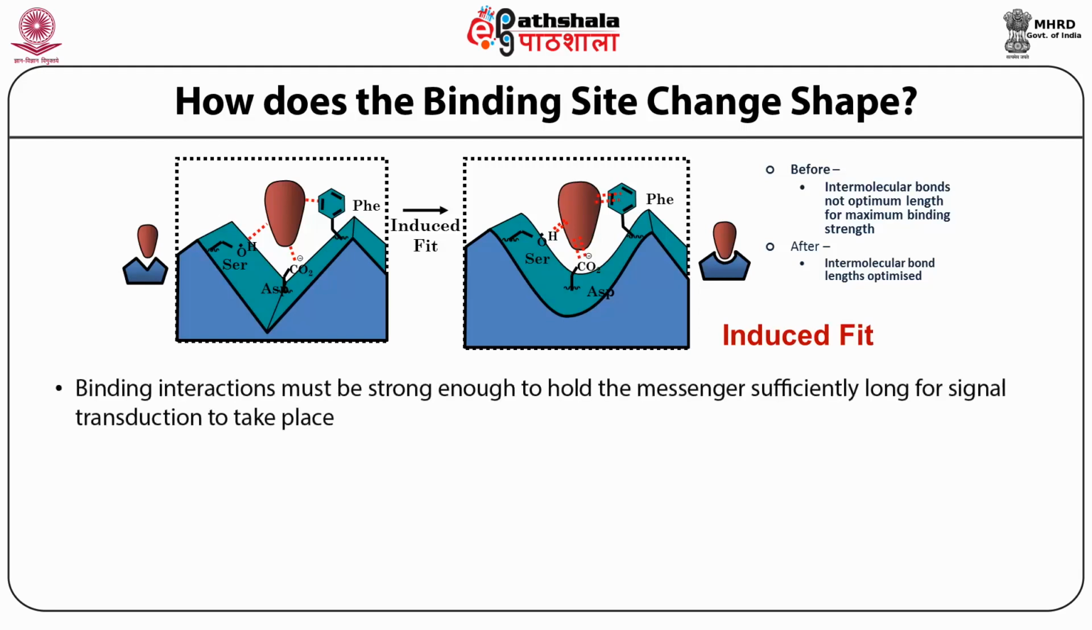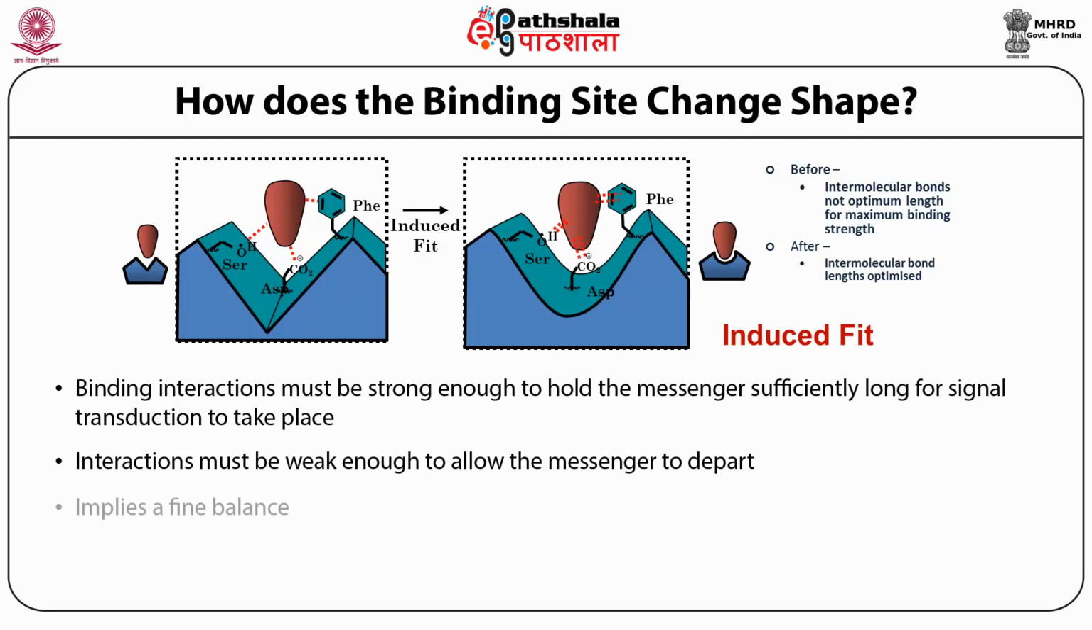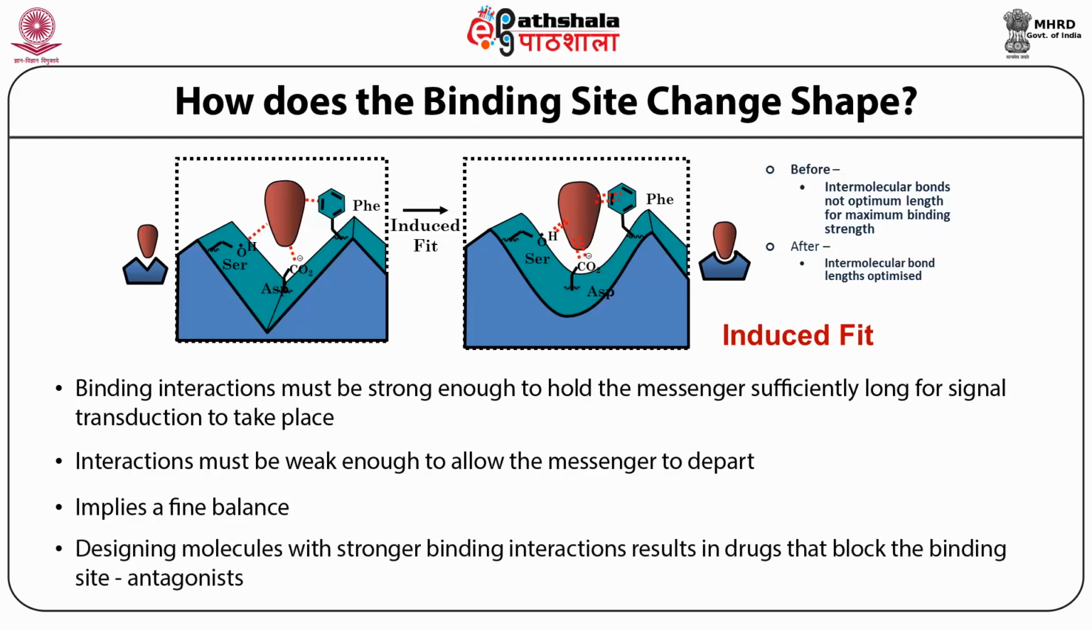The binding interaction must be strong enough to hold the messenger sufficiently long for signal transduction to take place. The interaction must also be weak enough to allow the messenger to depart, which implies a fine balance. Designing molecules with a stronger binding interaction results in a drug that blocks the binding site: an antagonist.